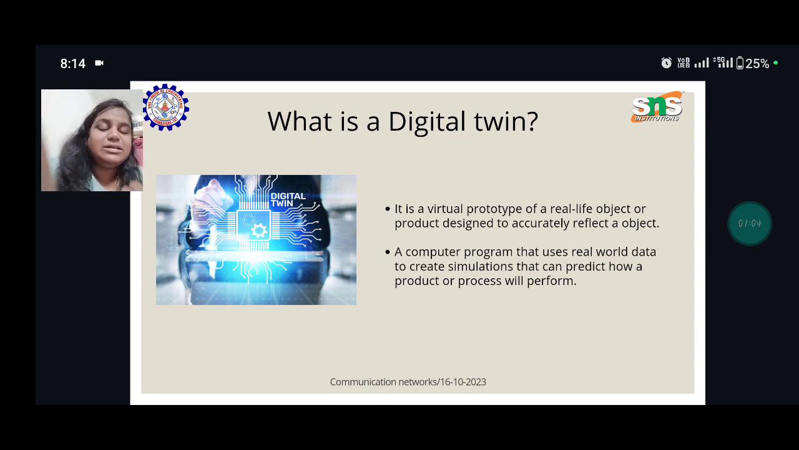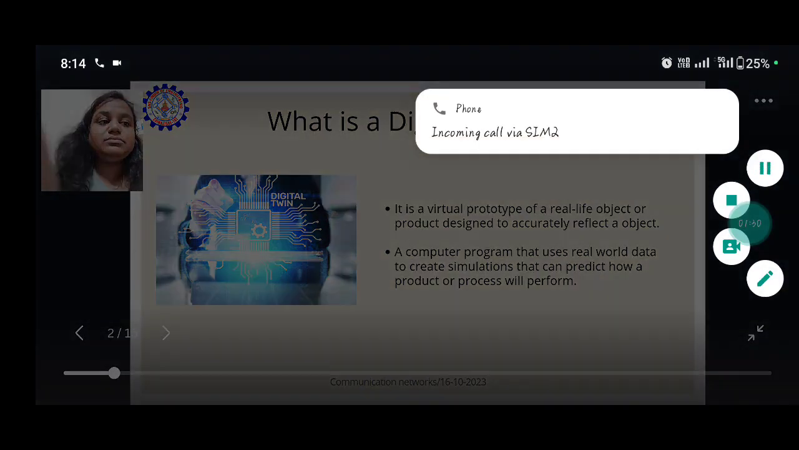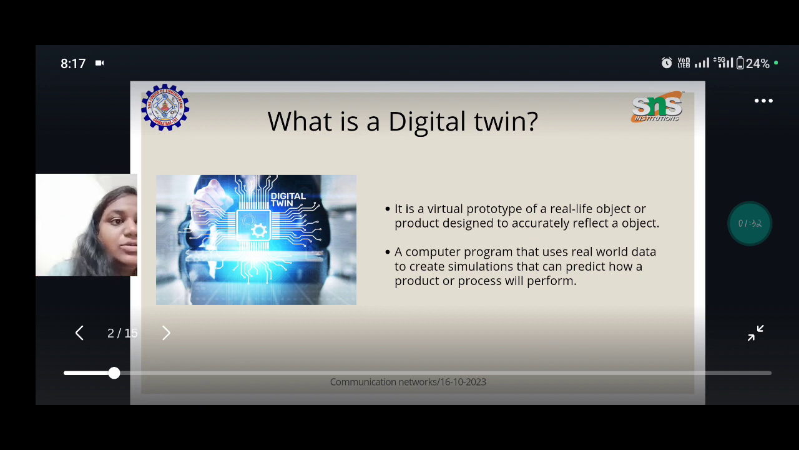This digital twin is like digital, which you already know very well. Digital things are zeros and ones, and before this we learned about analog. Analog is where we take analog values and convert them into digital, and in some cases it is already digital. Digital is nothing but zeros and ones. So here we are going to simulate or visualize the prototype of a real world object, using a computer program that uses real world data to create the simulation.